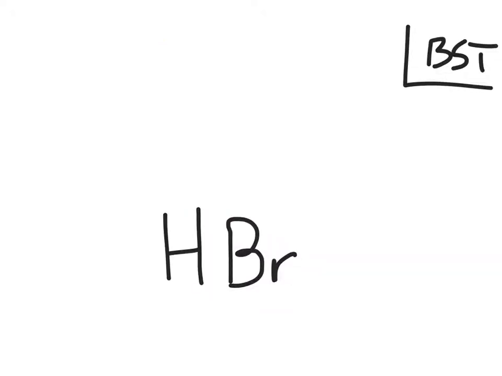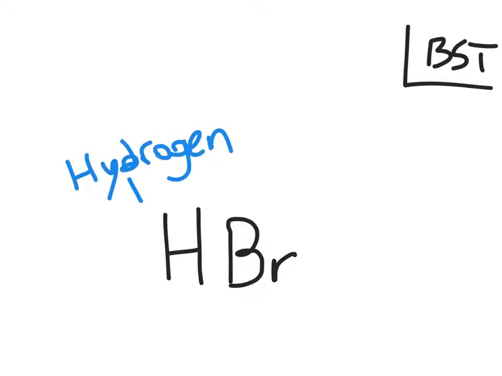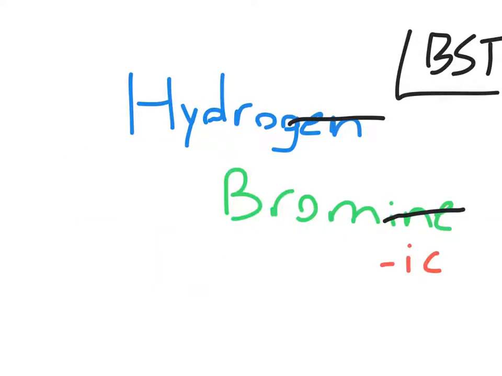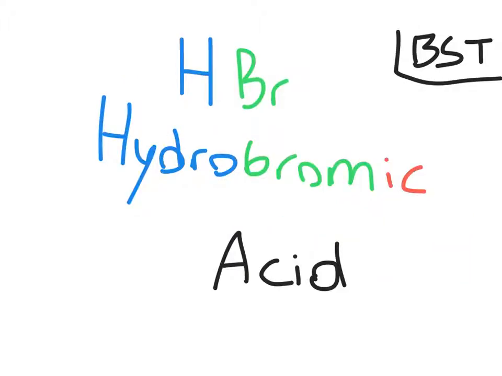Now try naming this acid. Alright, so once we identify both the elements, we see that we have hydrogen and bromine. And then take out the GEN, then the INE, and replace it with IC to form hydrobromic acid.